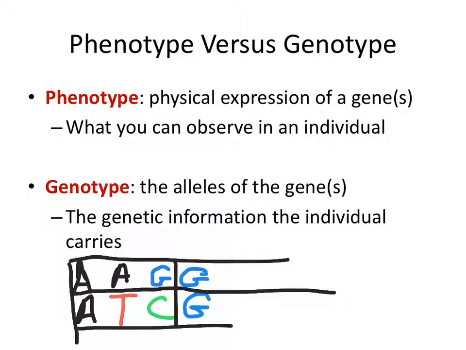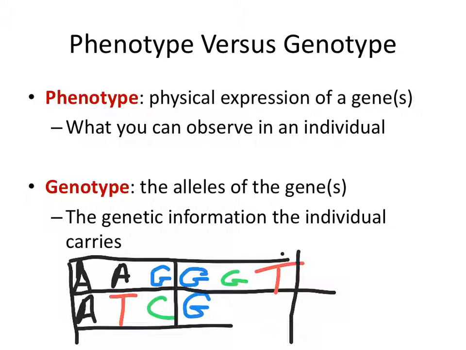3 base pairs code for a specific amino acid, and amino acids are then strung together in long chains to form a protein. Okay, so this is a genotype: AAG, G, C, T.